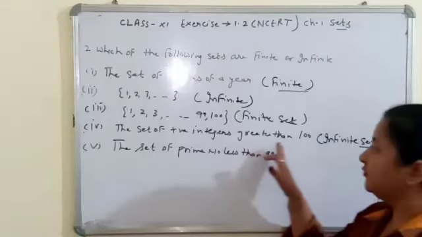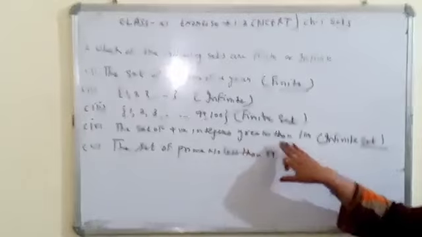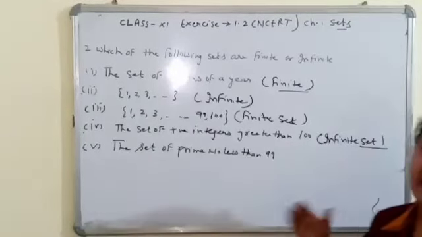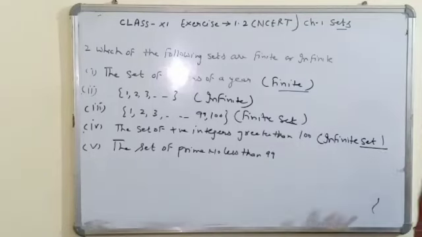We have to write numbers which are greater than 100. So we have n numbers which are greater than 100. So this is an example of an infinite set.